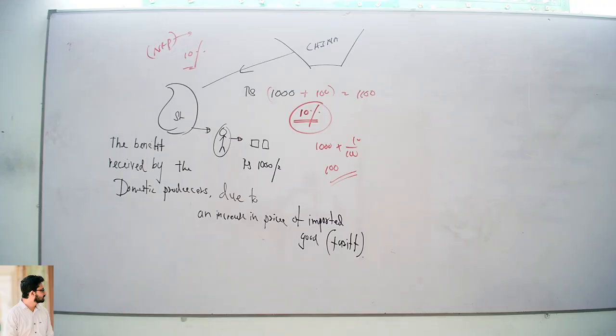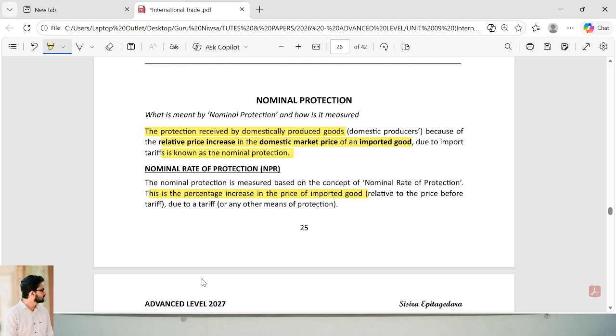Done, sir. Sunwheel. Okay. Right. Right. Next one, Lamai. Remember the nominal rate of protection. This is the percentage increase in the price of imported goods. Okay, the lamai. Right.